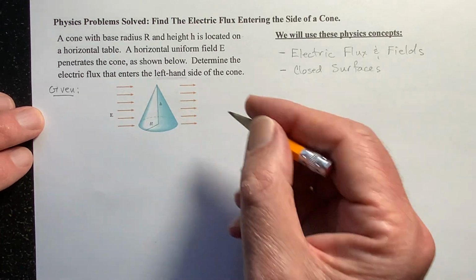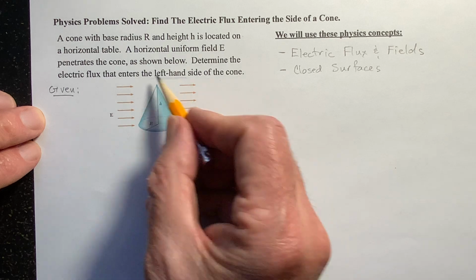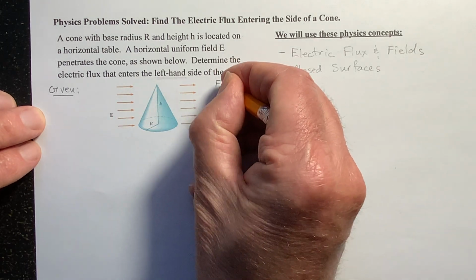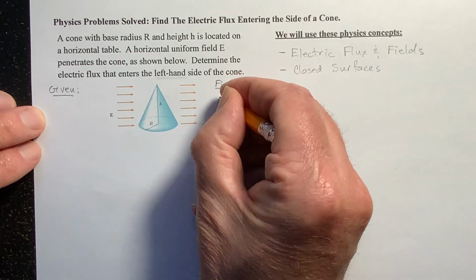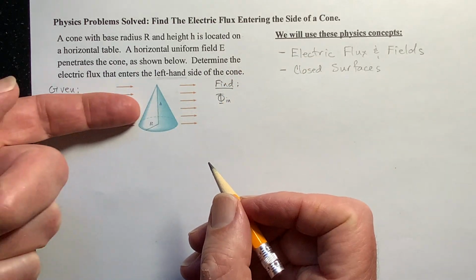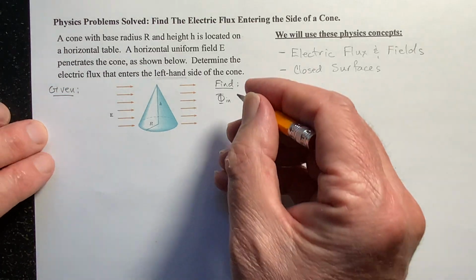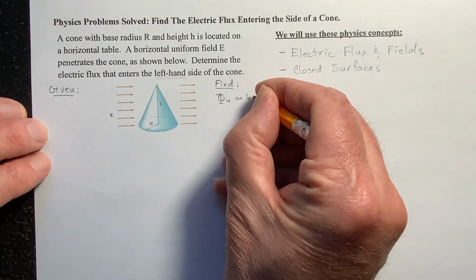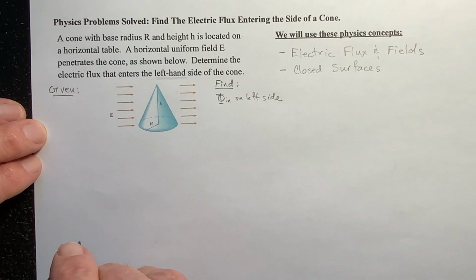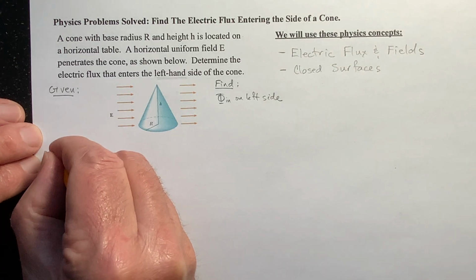All right, so here's what's given. It's basically everything is in the picture. And then what are we trying to find? And really the flux in, because it's coming into the cone, on the left side. Okay, so let's solve it.